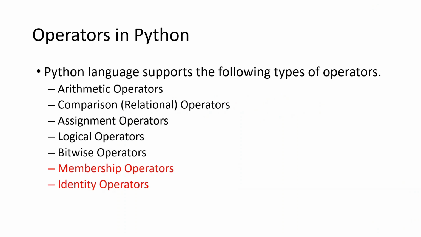There are different operators: arithmetic operators, comparison operators, assignment operators, logical operators, and bitwise operators. There are also new operators available in Python: membership operators and identity operators. Arithmetic, comparison, assignment, logical, and bitwise are the same as in your C, C++, and Java languages. The new operators are membership and identity.